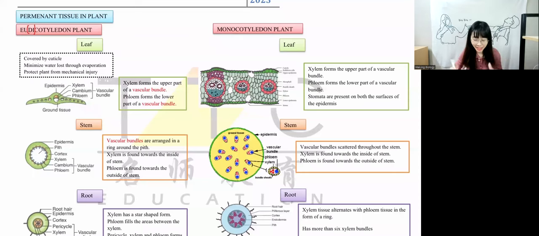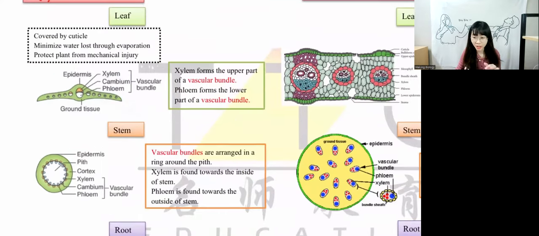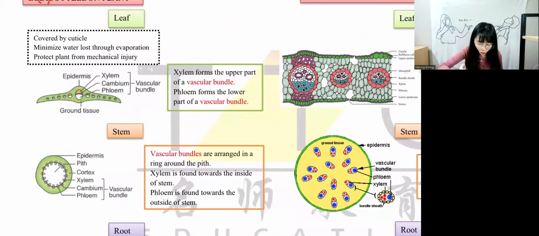So for the leaf part, we look at dicot first. Yeah? The leaf part looks like a watch. I don't know if you guys can imagine this, but it looks like a watch that you wear. It looks like a watch, right? Okay. And then in the outermost layer of this leaf, we have epidermis. Epidermis means what? The outermost layer.